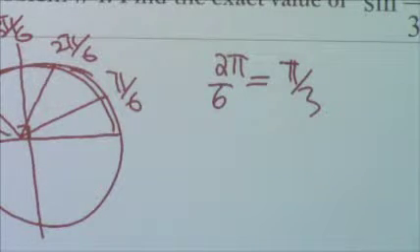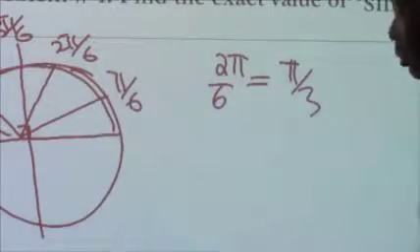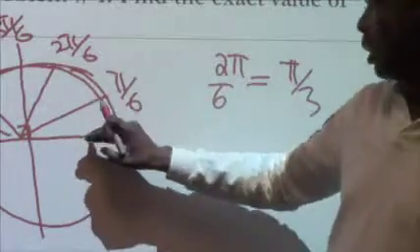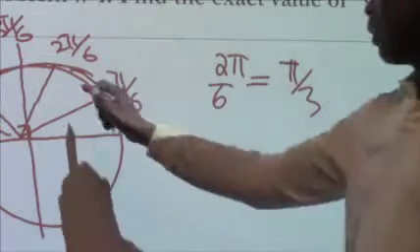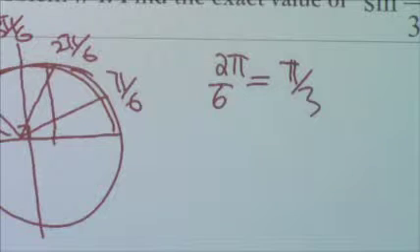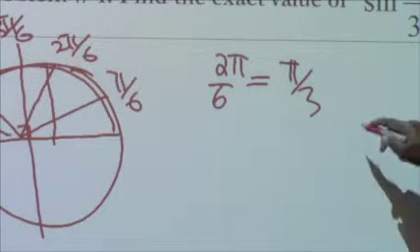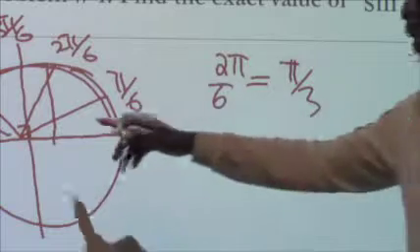What's the measure of pi over 3? If this is 180 degrees, and I divide it into 6 equal parts, each part is 30. So this pi over 6 is going to be a 60-degree angle. How then can we find the measure of that angle? What we want to do is take it like this. We know that that's a 60-degree angle right here.